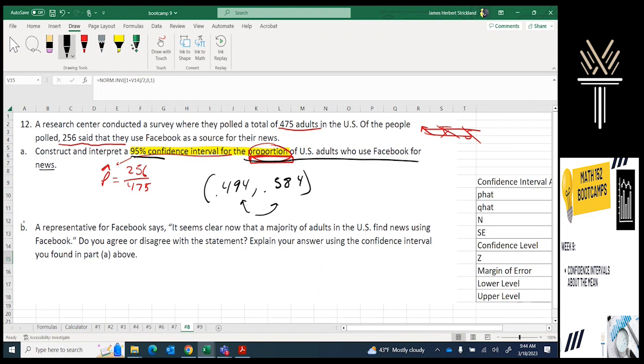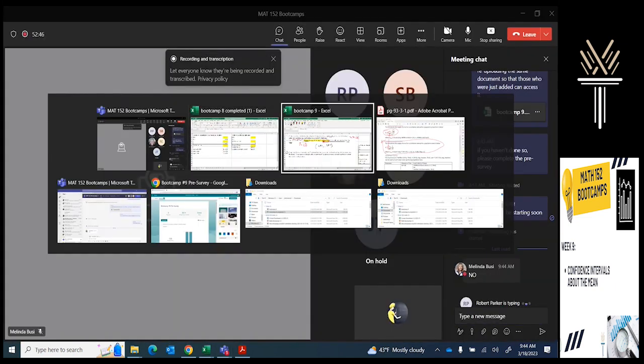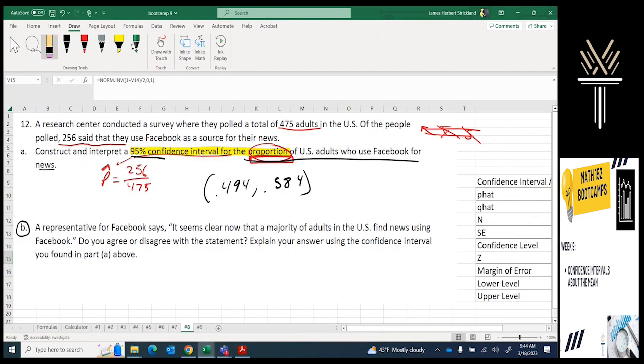So now read part B, get some engagement from you all, and decide if this statement is a valid argument or not a valid argument. Do you agree that it appears the majority of people use Facebook for news, based on our numbers right here? Put it in the chat. I'm going to give you about a minute or two. Read that question and decide, do we want to claim that a majority use Facebook for the news? Not any personal feelings behind it, but based solely on the data.